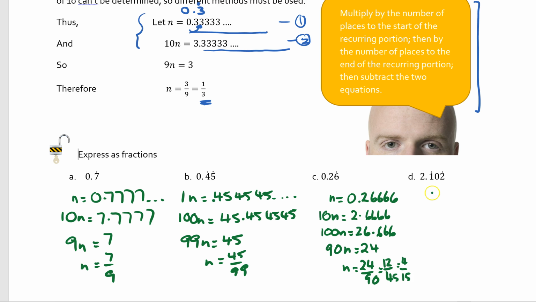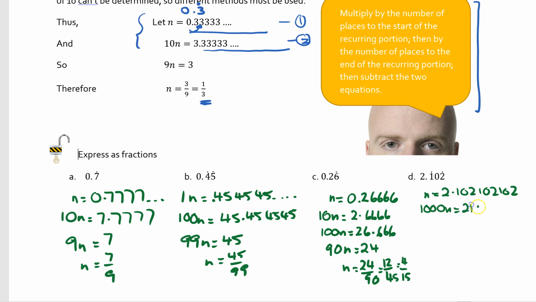And our last example, 2.102 repeater. If n equals that thing, 2.102, then it's 102, 102, 102, etc. So what do we have to do? Well, 1n will take us to the start of the recurring bit. To get to the end of the recurring bit, we need 1000n.